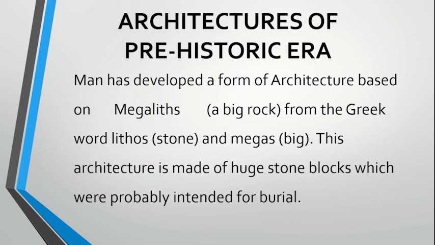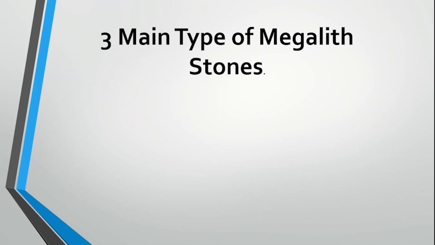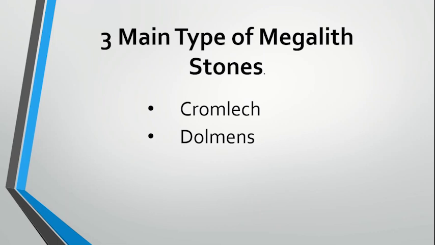Man has developed a form of architecture based on megaliths, meaning big rock, from the Greek words lithos, meaning stone, and megas, meaning big. This architecture is made of huge stones, which were probably intended for burial. So basically, this is where they held ceremonies of putting the dead bodies. There are 3 main types of megalith stones: cromlech, dolmens, and menhir.